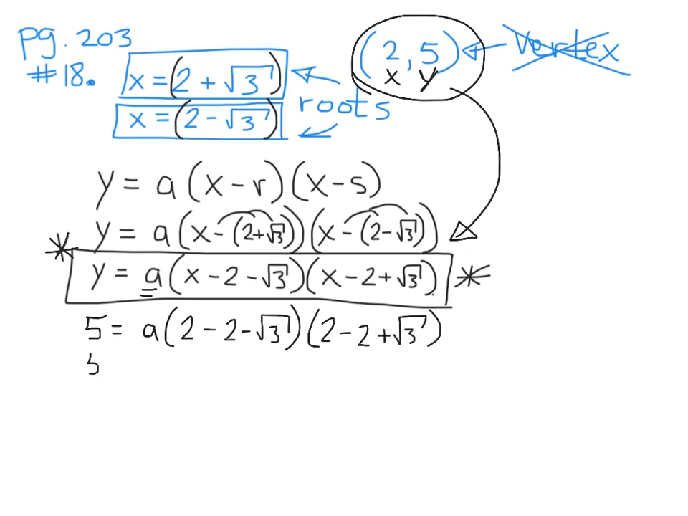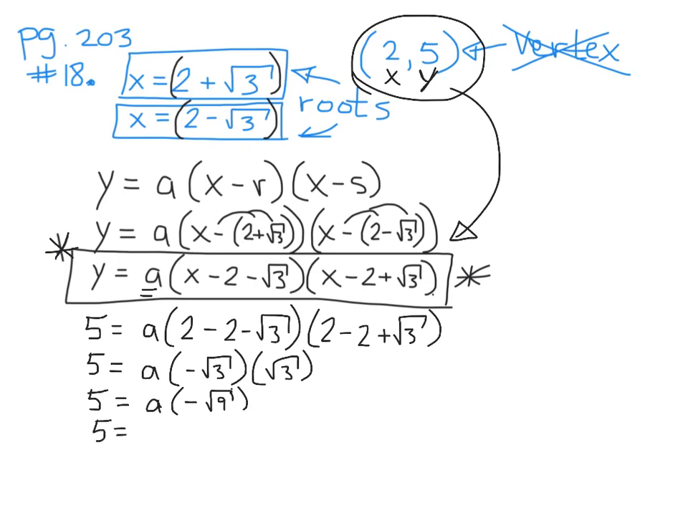Okay, so this ends up being 5 equals a. And I know that 2 minus 2 is 0. So then I have negative root 3. And over here 2 minus 2 is also 0 plus root 3. So I end up with that. And so I end up with 5 is equal to, now I have negative root 3 times positive root 3. I'll do it the long way, but we should know that that's just negative 3. But negative root 3 times positive root 3 is negative root 9, okay? And so 5 is equal to negative, and then root of 9 is just 3, so this is negative 3a.